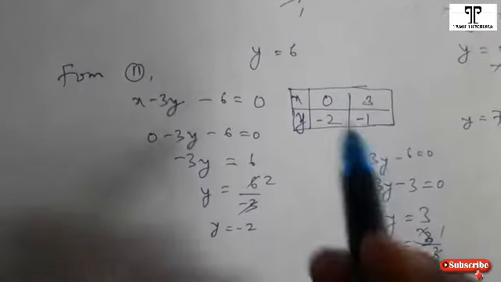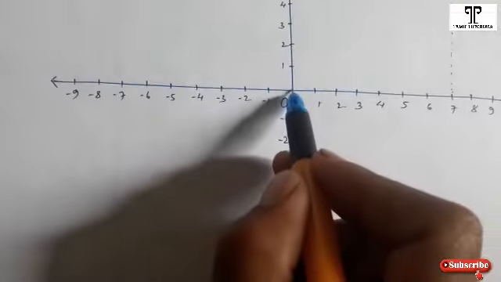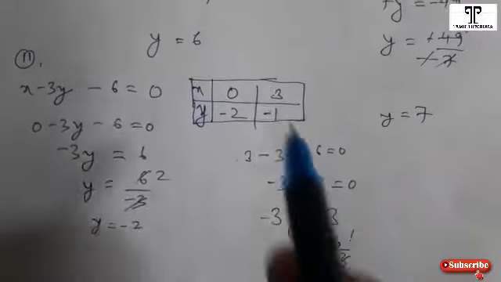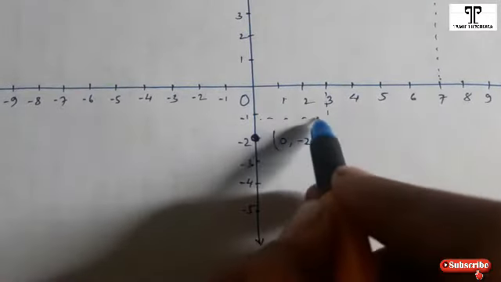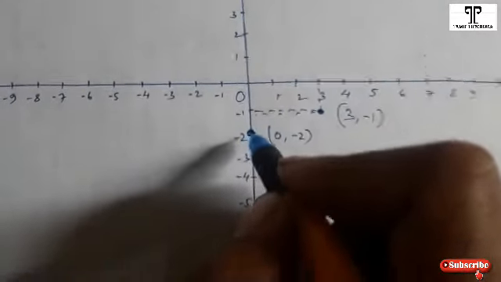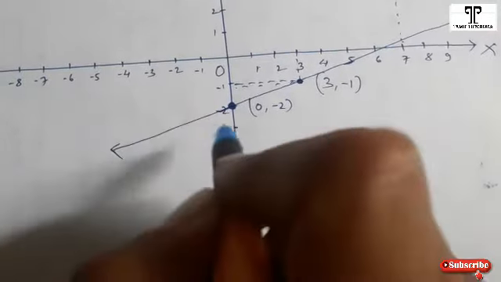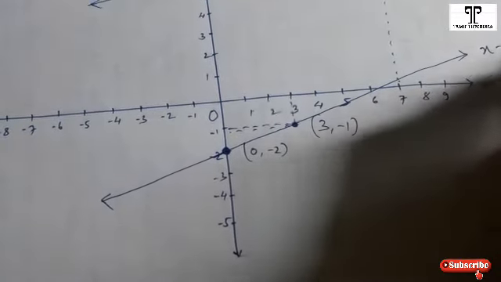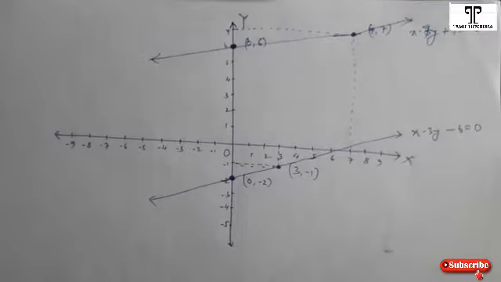Now see equation 2. First value is 0 comma minus 2. The value of x is 0, y is minus 2. So here 0 comma minus 2. Another value is 3 comma minus 1. The value of x is 3 and y is minus 1, so here 3 comma minus 1. Now you have to draw the line through these 2 points. Like this. So this is equation 2, x minus 3y minus 6 equals 0. So this is the graphical representation of the situation given in question number 1.